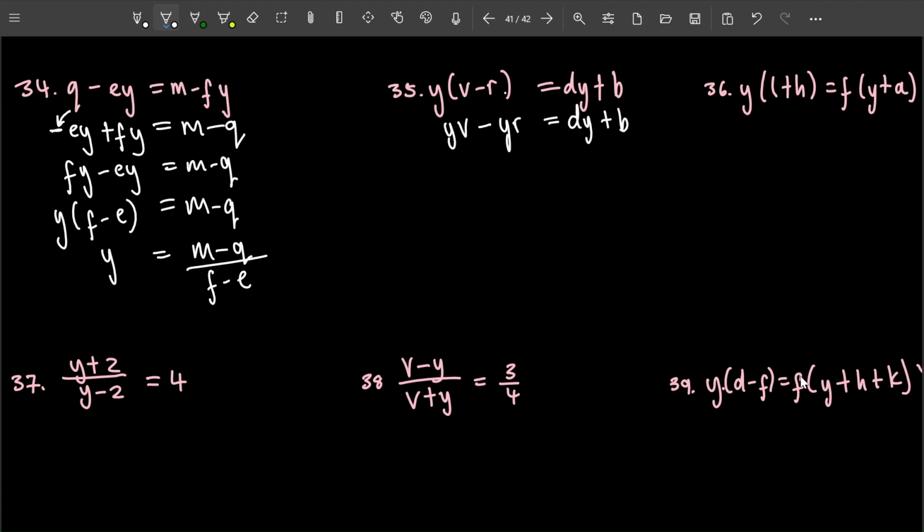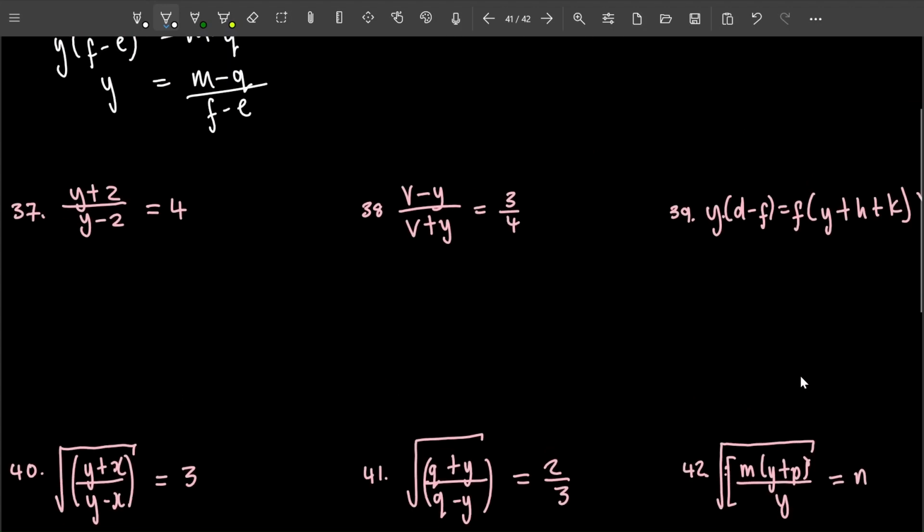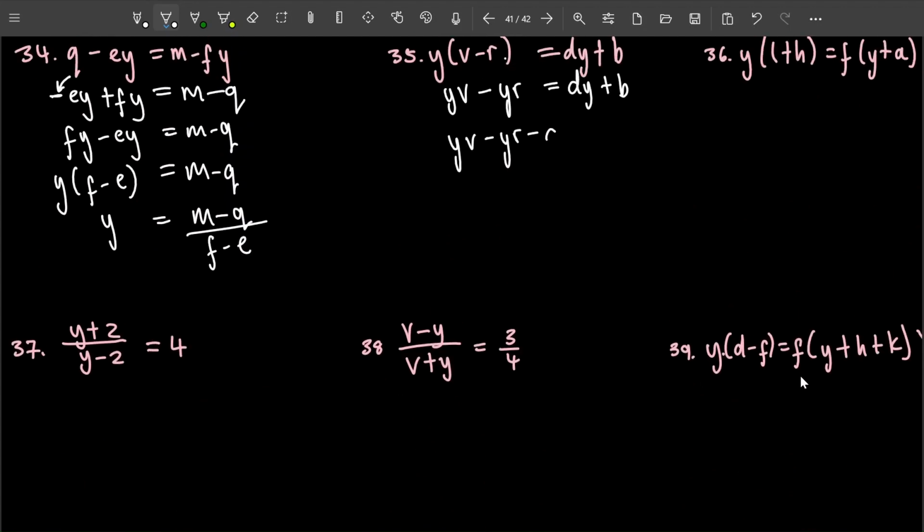Now, obviously, I'll take dy to the left where the other y's are. So I'll have YV minus YR. Then dy was positive. It becomes minus dy. Okay. Minus dy is equal to, will now be equal to B. I factor out y. I get V minus R minus D is equal to B. Y will be equal to B over V minus R minus D. Done. Let's go to number 36.